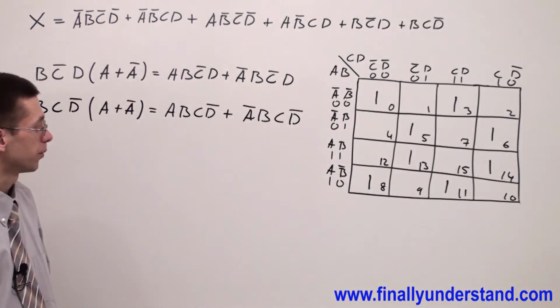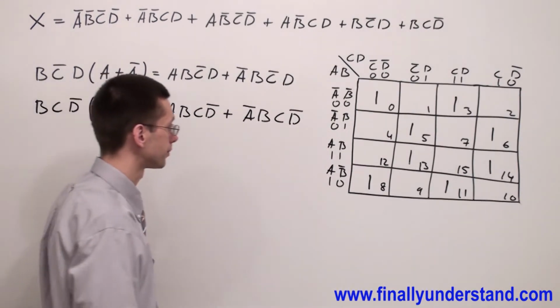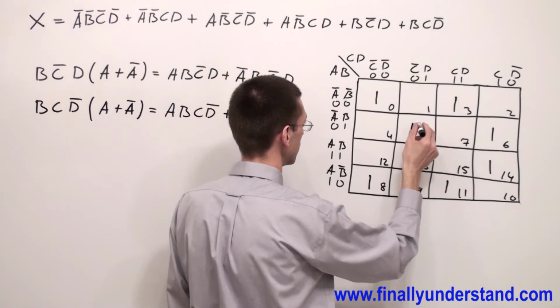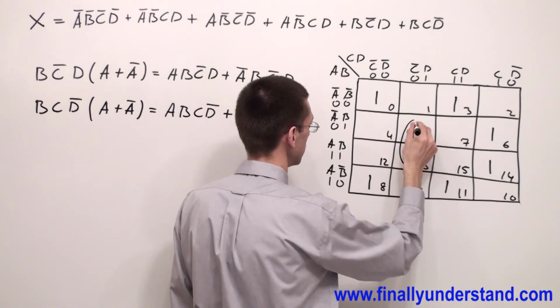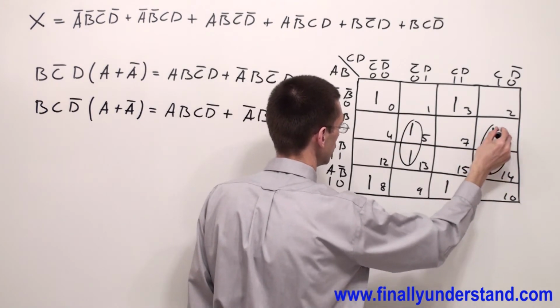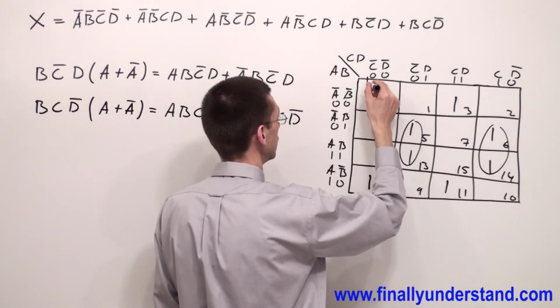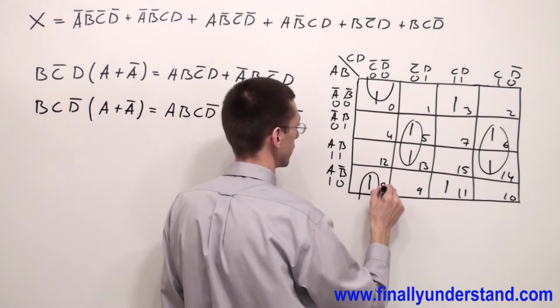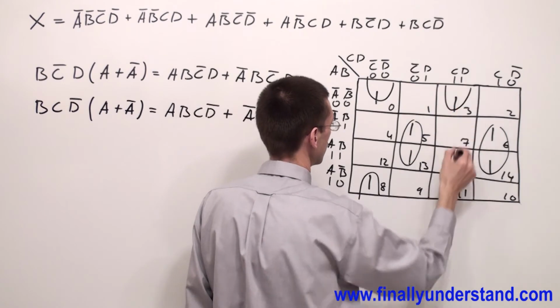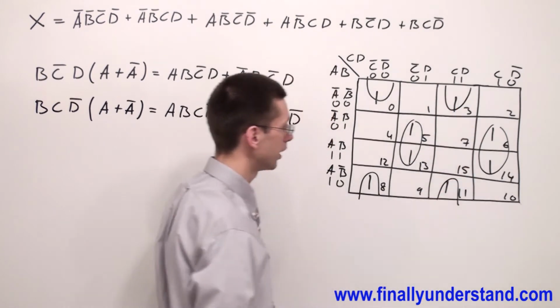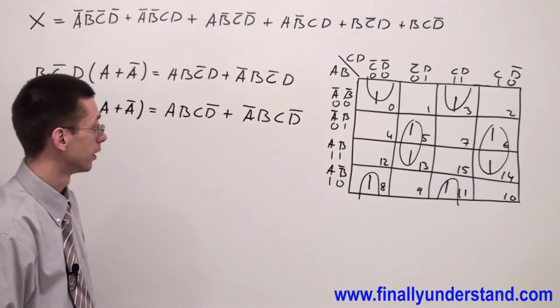Let's take a look at this map. How many groups can we create? We have 1, 2, 3, 4. We have 4 groups.